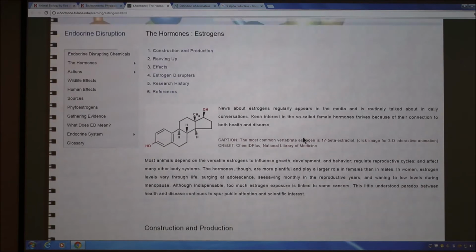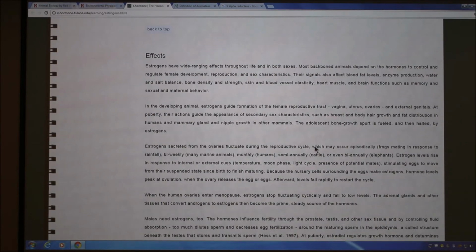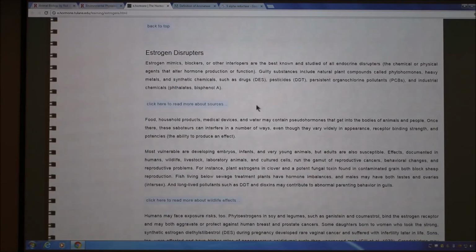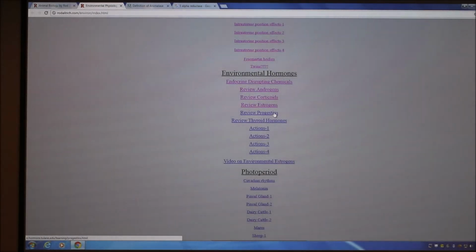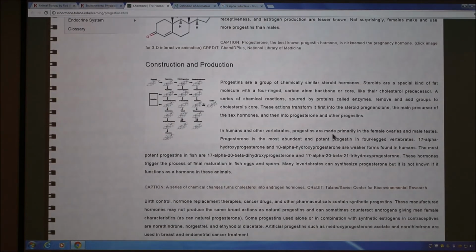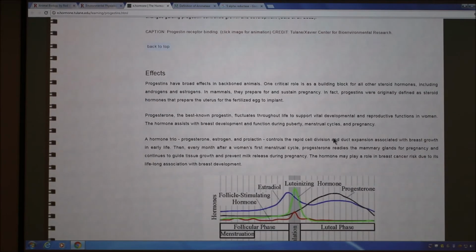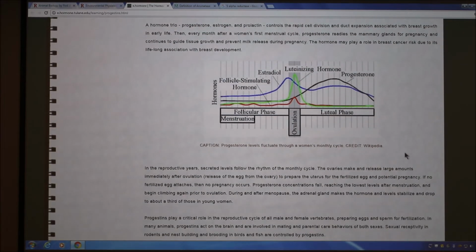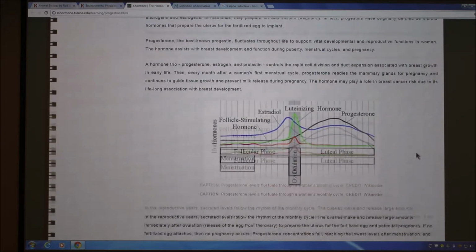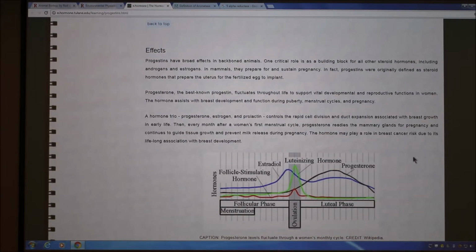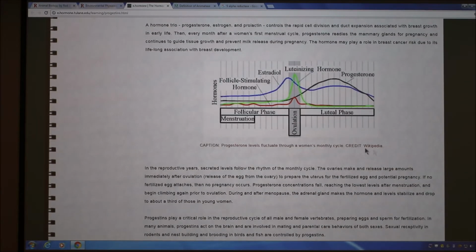We have that chart again that can never change. They talk about effects. So once you read one of the hormone things, the others are based on it. So there's progesterone, okay? Effects. So here they've got the estrous cycle of some animal. It might be humans, not sure. But the point is, they show you the fluctuations of hormones. And that's one other thing.